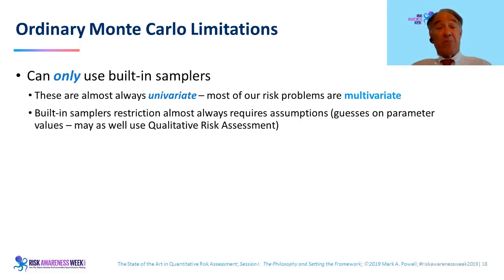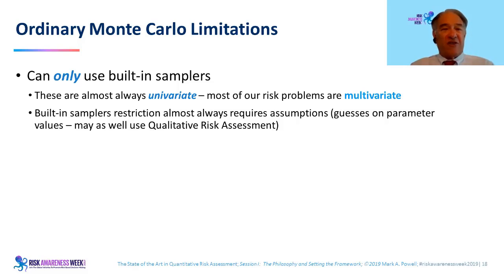The built-in samplers restriction to ordinary Monte Carlo almost always requires we make assumptions. And what those assumptions typically are, are guesses on what the parameter values are. Say you're using a normal distribution. Say you've done the analysis and you know that the uncertainty model should be a normal distribution. You have to choose what the mean and the variance, the parameter values, are. Well, you're uncertain about those.